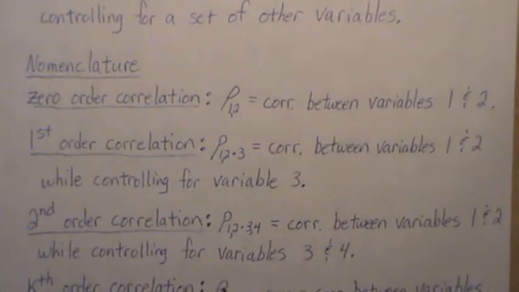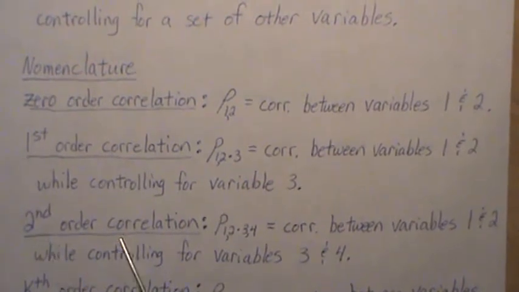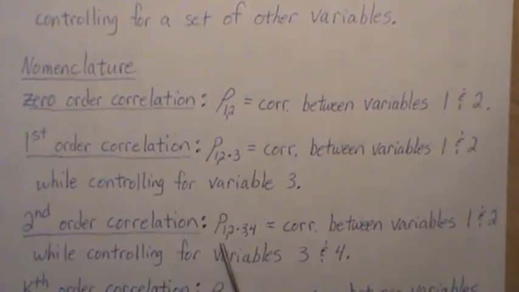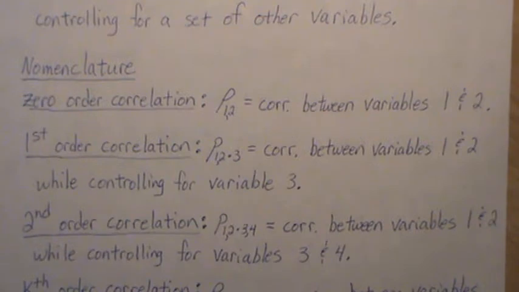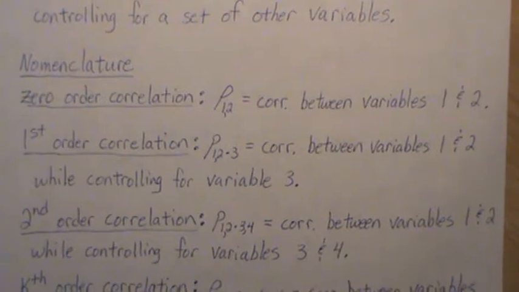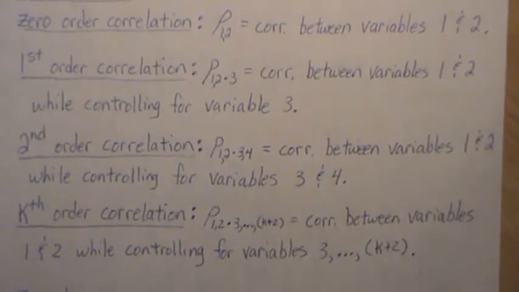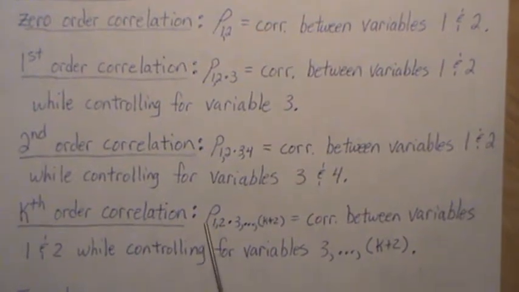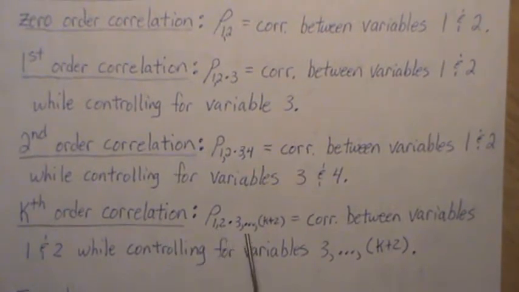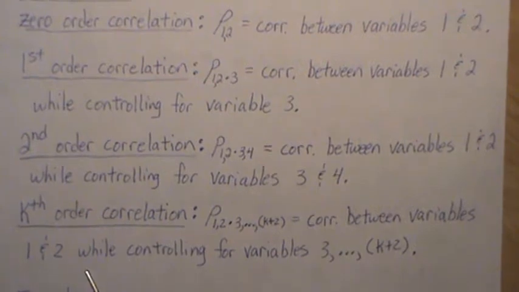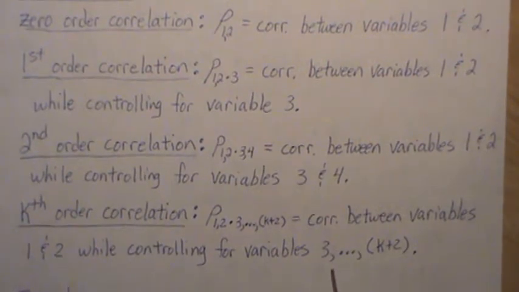And just to make sure that we drive this point home, a second-order correlation would be denoted by rho_12.34. This is equal to the correlation between variables 1 and 2 while controlling for variables 3 and 4. And so to generalize, it could be the kth-order correlation, denoted by rho_12 dot, and then there's k variables here. It's a correlation between variables 1 and 2 while controlling for variables 3 through however many you have, k other variables.